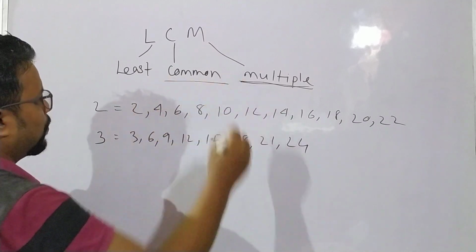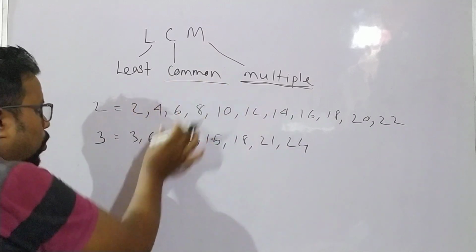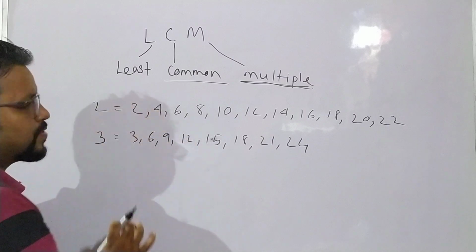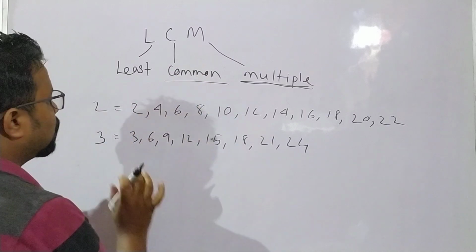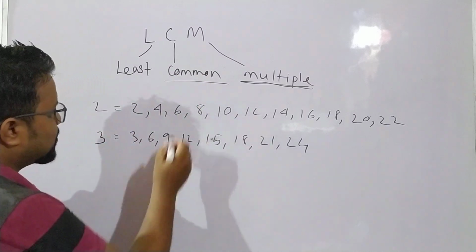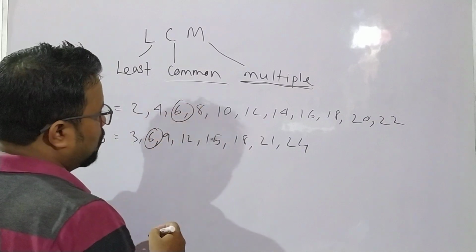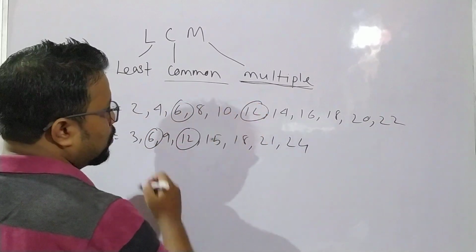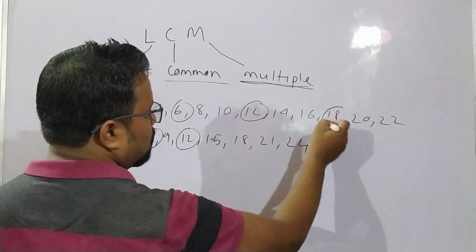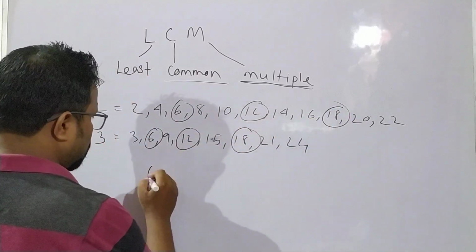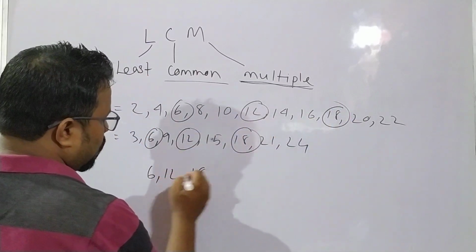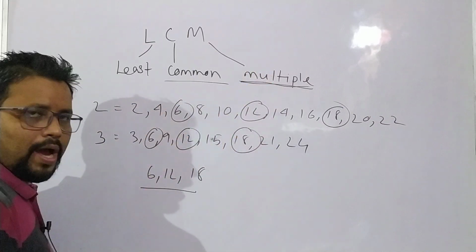Next we need common. What are the common multiples of 2 and 3? 6 is common? Yes, 6 is common. Then 12? Yes, 12 is common. Then 18 is common? Yes. So 6, 12, 18 are common. So common multiples I got.